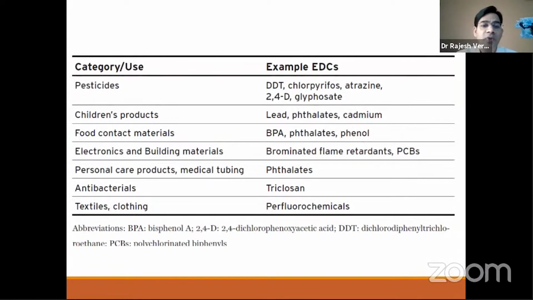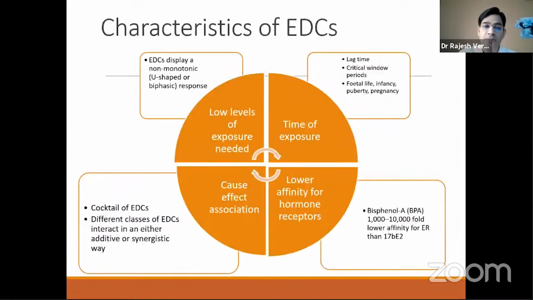These are the different categories and common examples of EDCs. Pesticides contain DDT and chlorpyrifos. Children's products contain lead and phthalates. Food contact materials contain BPA and phthalates. Electronic products contain polychlorinated biphenyls. Personal care products may contain phthalates. Antibacterials may contain siloxane. Textile clothing may contain perfluorochemicals.